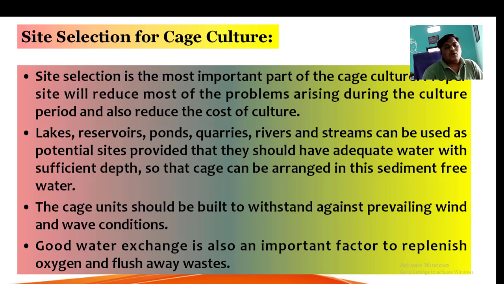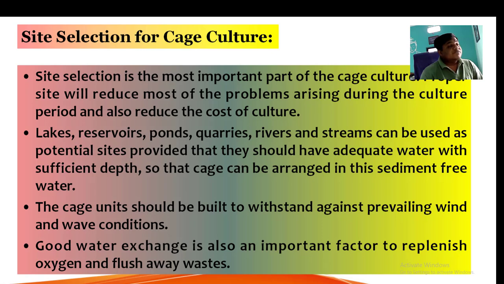So lakes, reservoirs, ponds, quarries, rivers and streams can be used as potential sites, provided that they have adequate water with sufficient depth so that cages can be arranged in sediment-free water. These are the sites where you can install the cages, but you should remember that these sites should have adequate water with sufficient depth. And the cage units should be built to withstand the prevailing wind and wave conditions also. Good water exchange is also an important factor to replenish the oxygen and flush away waste.